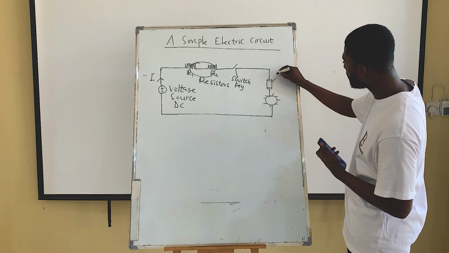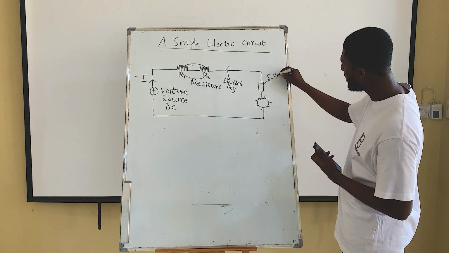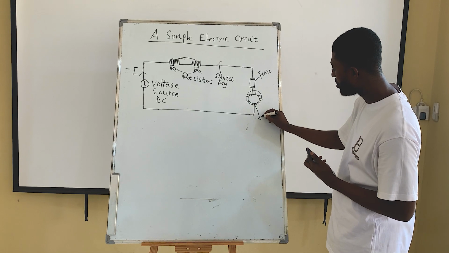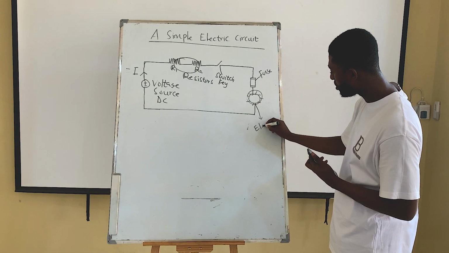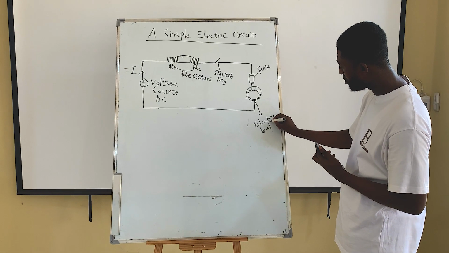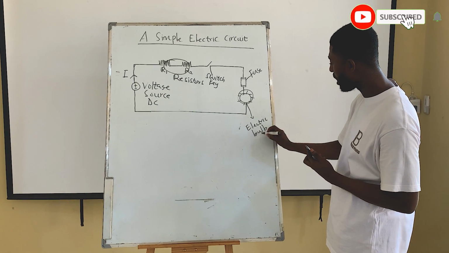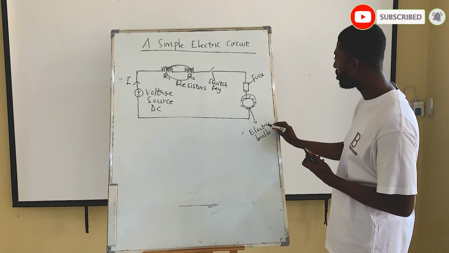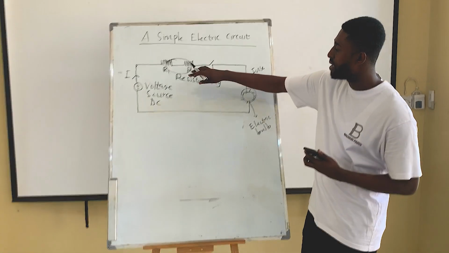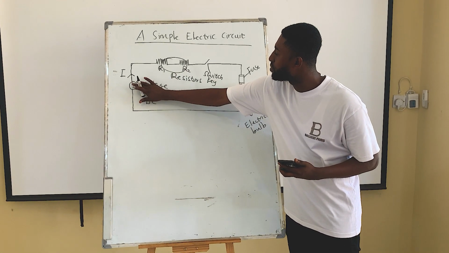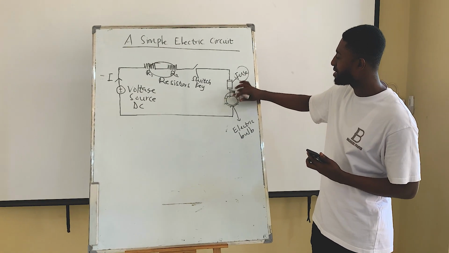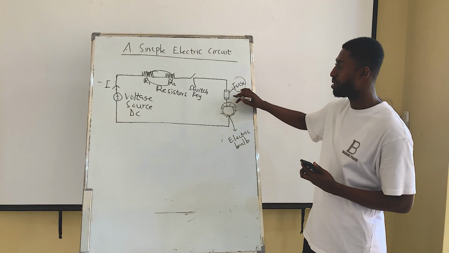We have the fuse here to protect the electrical appliances. And what you are seeing here is the symbol for an electric bulb, what you see in your house. So this is the load. This is what is consuming the current which is produced by this voltage source. And this is the fuse which is protecting this electrical appliance, which is the bulb.